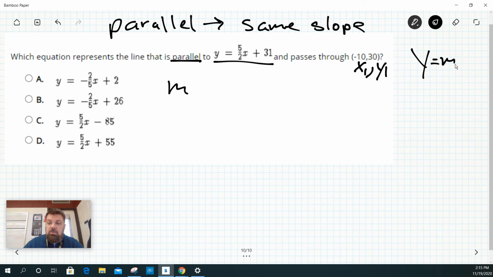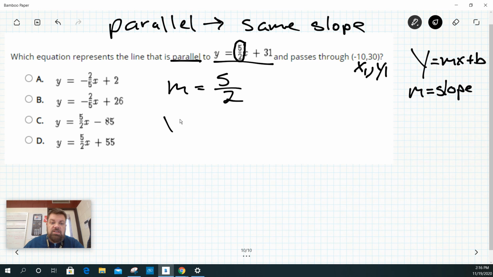Remember, y equals mx plus b. The m is the slope, not the x, the m. That means the number in front of the letter x is the slope. So my slope of the first line is 5 halves. Therefore, the parallel line has to have a slope of 5 halves.